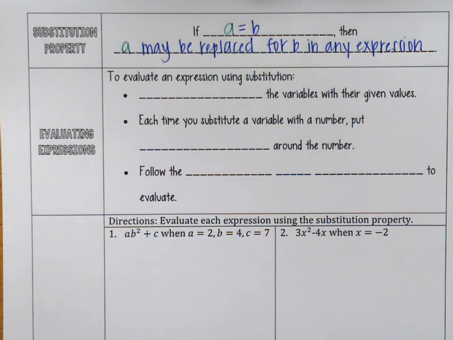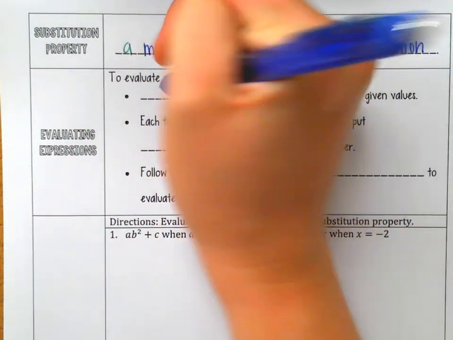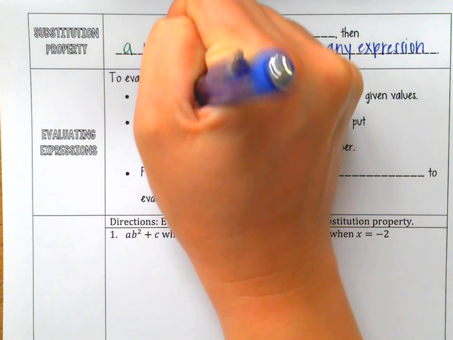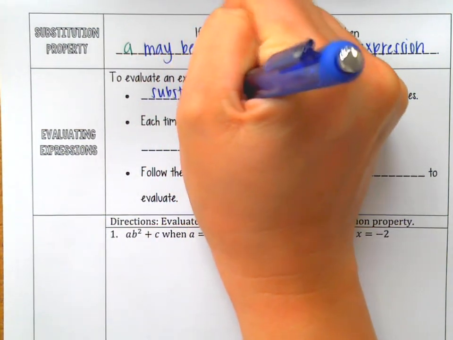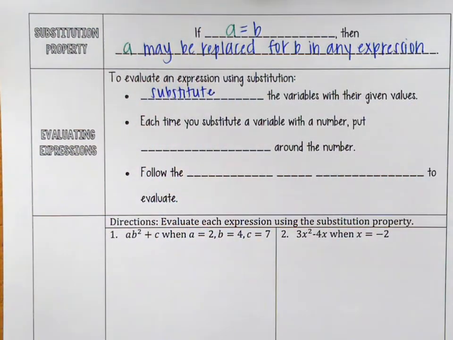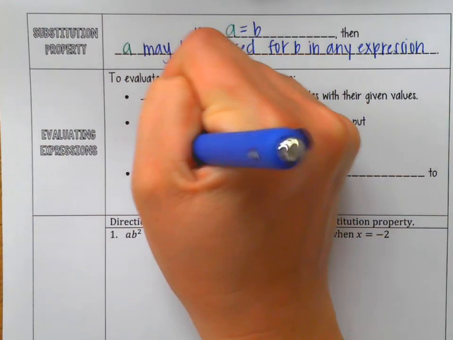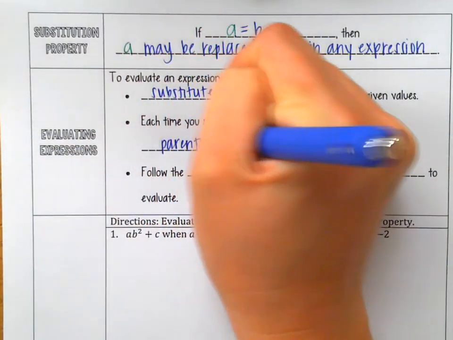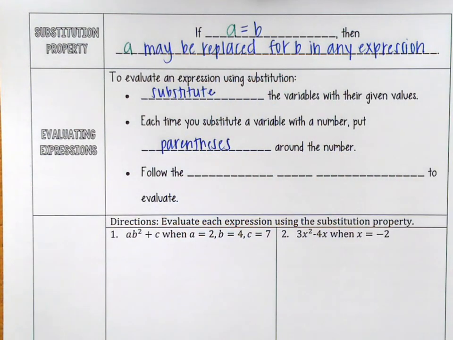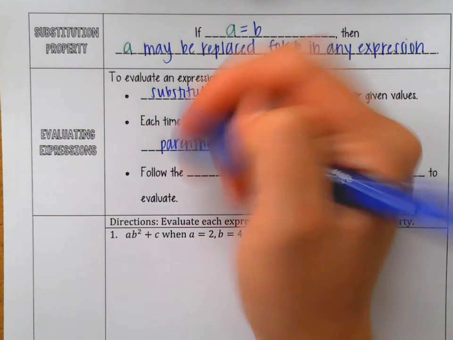So to evaluate an expression using substitution, we substitute the variables with their given values. Each time you substitute a variable with a number, put parentheses around the number. This is super important, especially when we're dealing with exponents. And then, of course, follow the order of operations to evaluate.